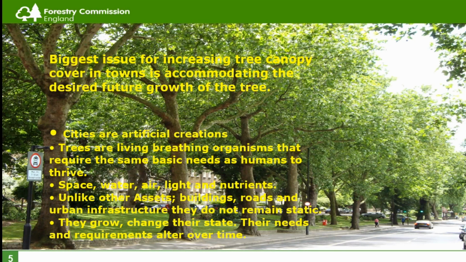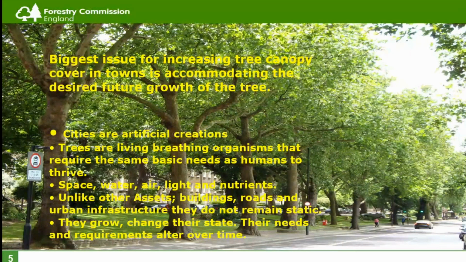So the biggest issue for increasing tree canopy cover in towns is accommodating the desired future growth of the tree, and that's often an aspect that people forget when they're planting in urban areas. But cities are artificial creations, and trees are living, breathing organisms that require the same basic needs as humans to thrive. So they need space, water, air, light and nutrients. And people often forget that the canopy cover that's above ground level is also represented in a ratio with the root mass below that, and it's a 1:5 ratio. So 20% of the tree's biomass is actually underground, and people forget that often.